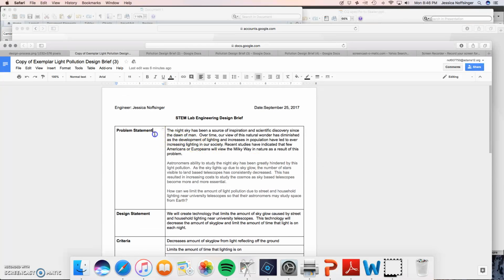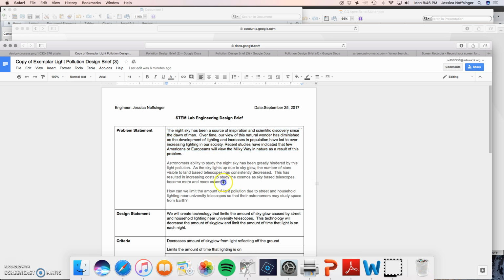So, in the problem statement, you're going to see 3 parts. This first part really is going to focus in on what the big overall problem is, which for us in this case is light pollution. You can see in this paragraph, I'm really talking about what light pollution is and why it matters overall as a problem. From this paragraph, you can't tell what my specific problem is, but it's like I'm setting the table. I'm giving you the big picture that my little problem is going to fit within.